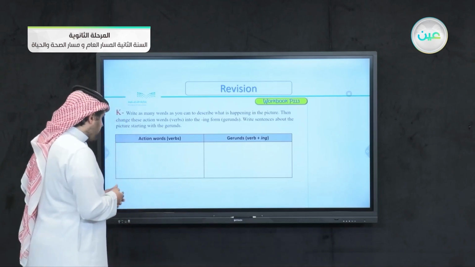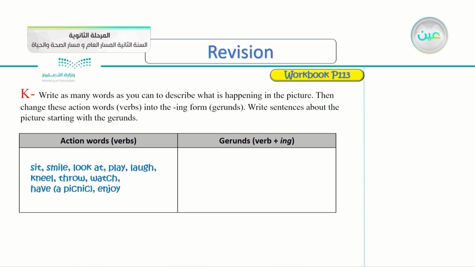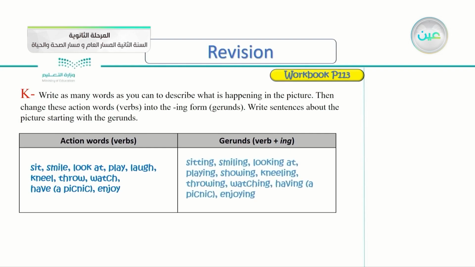So let's see some of the verbs that I came up with. Sit, smile, look at, play, laugh, kneel, throw, watch, have a picnic, of course, enjoy. So these are some of the actions or the verbs that I've seen in the picture. What about the gerunds? The gerunds, of course, the verb plus the ing. Let's see the answer here. Sitting, smiling, looking at, playing, laughing, kneeling, throwing, watching, having a picnic, and enjoying. So a gerund is the same as the verb, but we add ing.